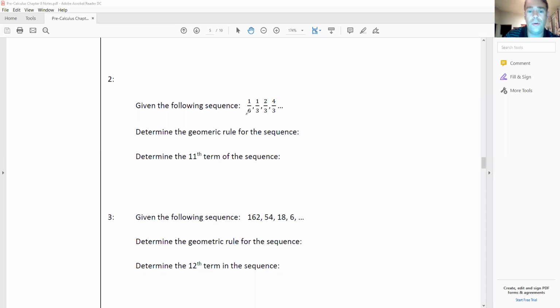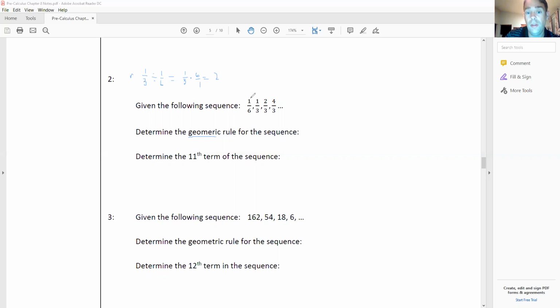It says determine the geometric rule. So we have to ask ourselves, how do we go from the first term to the second term? If it's geometric, and we're told it's geometric, that means I should take the second term and divide it by the first term to figure out what r is. So if I take 1/3 divided by 1/6, that's the same thing as 1/3 times 6/1. So 6/3, that would be 2.